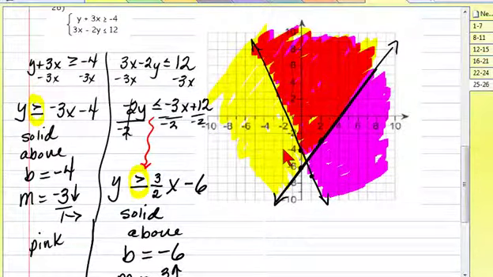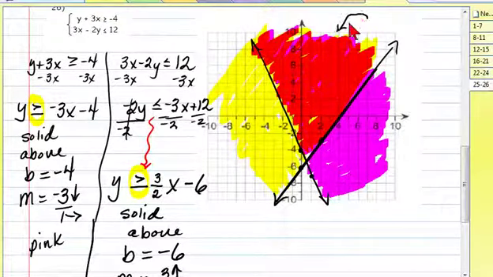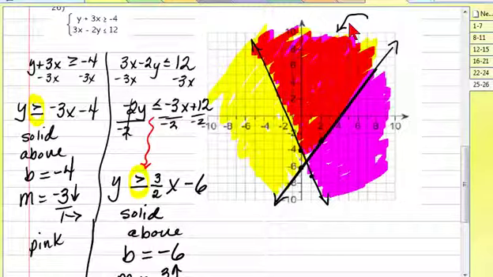And this is pretty dramatic. You can easily see the overlap is that region. Anybody have a question? Okay.